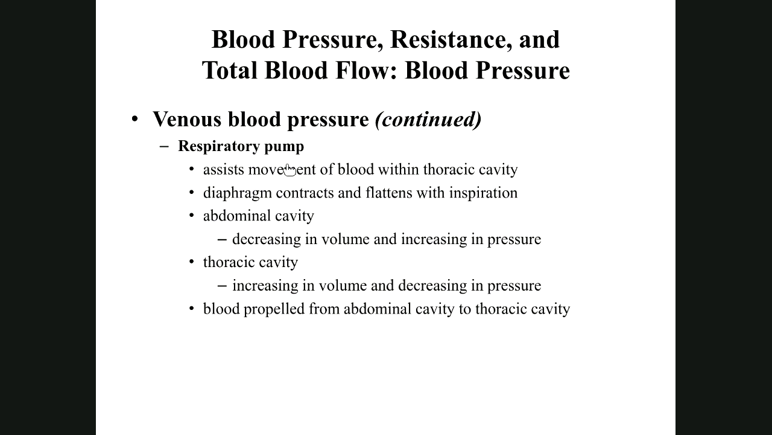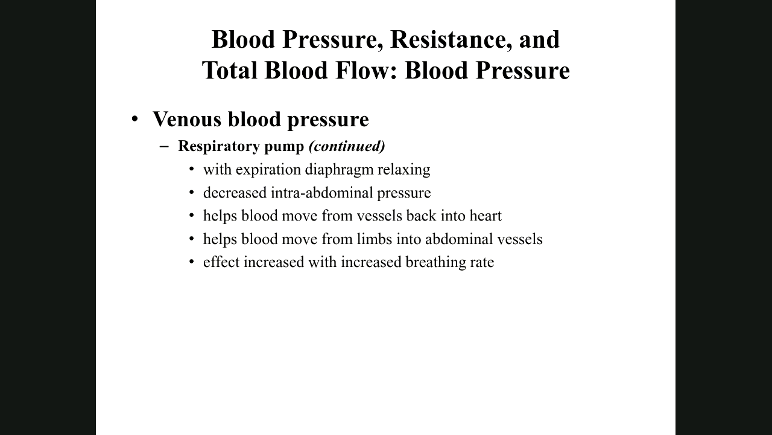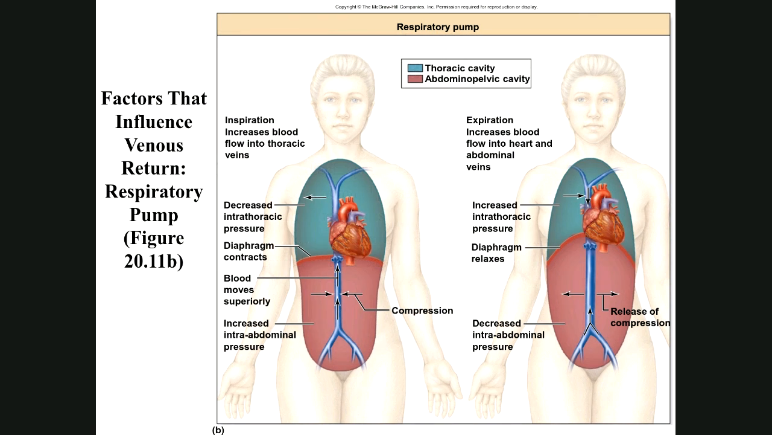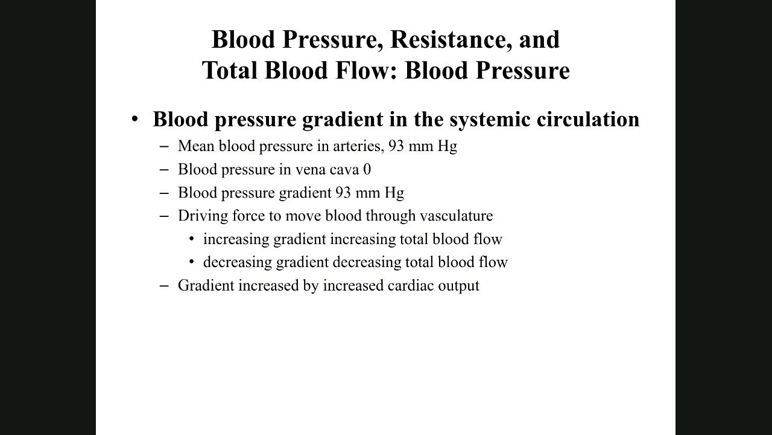Okay, so as we breathe, we're going to change the pressure in the thoracic cavity, and that's going to affect the pressure in the abdominal cavity. Whenever we breathe in, inspiration, we're going to create this compression down here in the abdominal cavity, because we've got lower pressure up here in this cavity, we've got higher pressure down here, so it squeezes on the inferior vena cava and helps to push that blood up to the heart. So the actions of breathing help to move blood back to the heart.